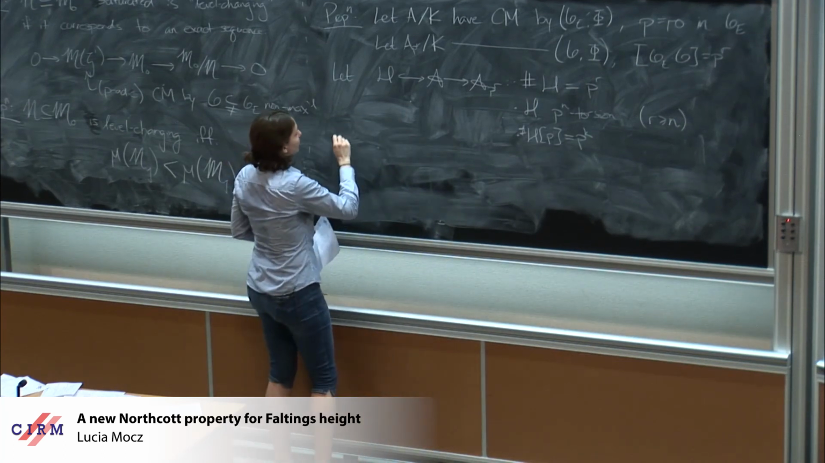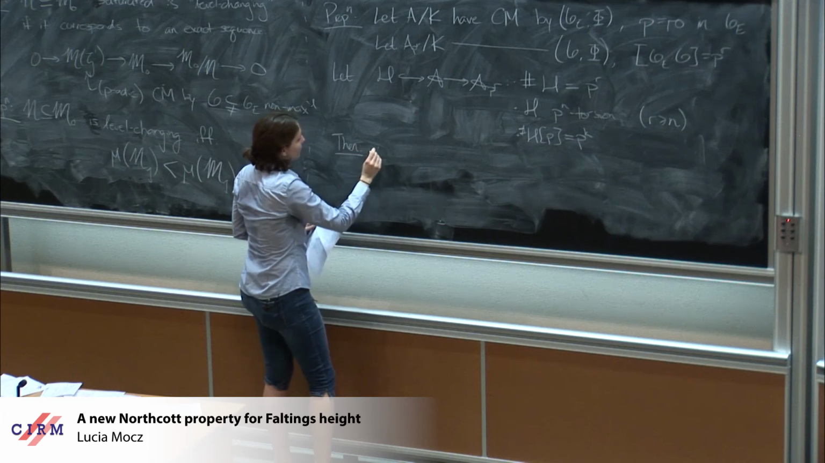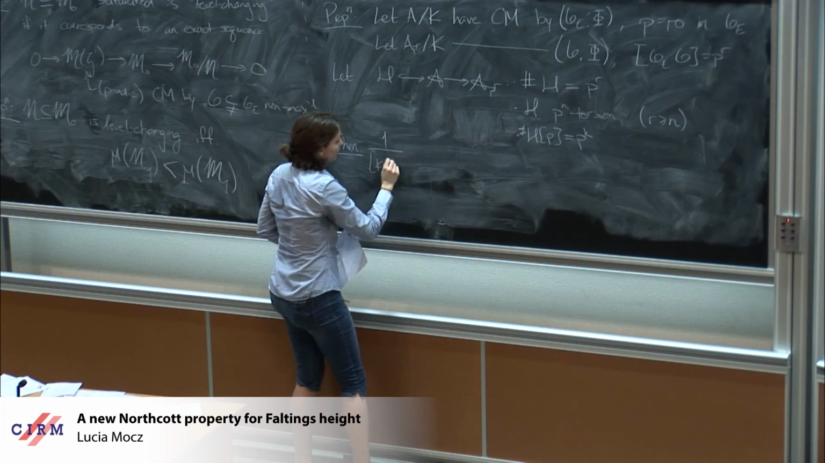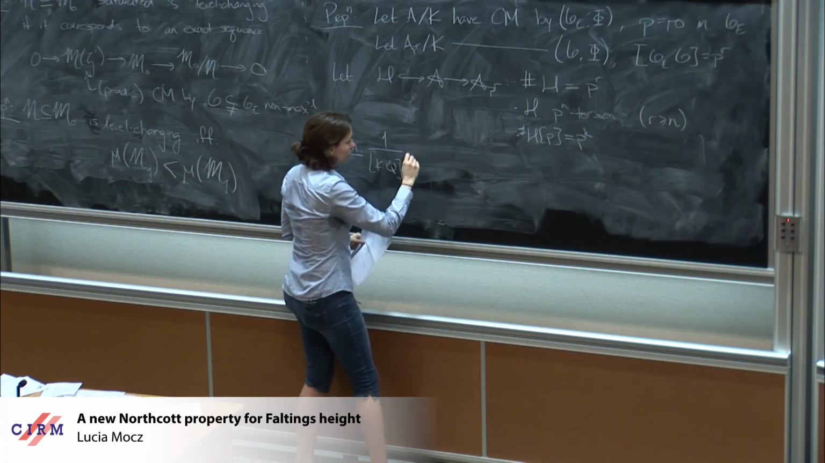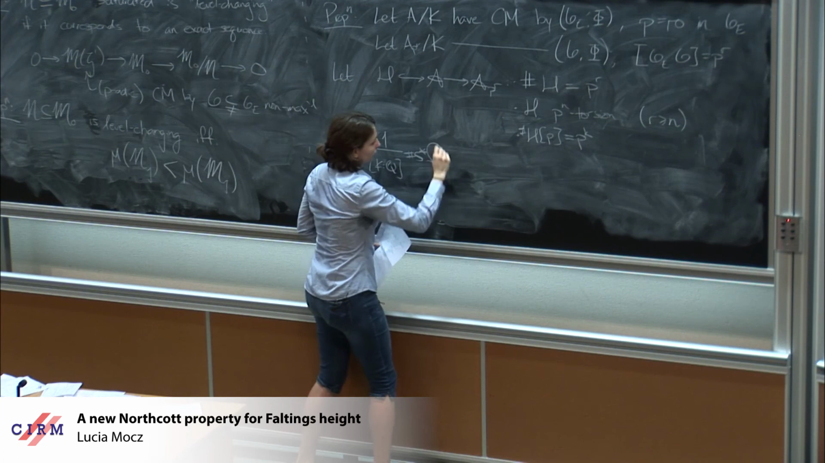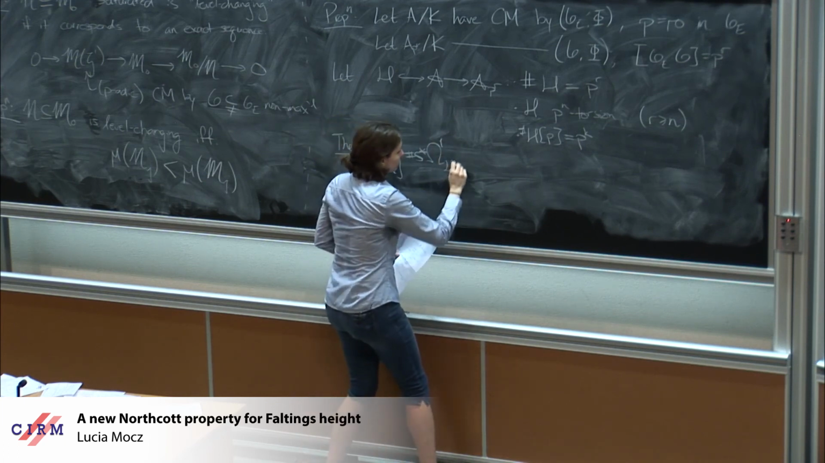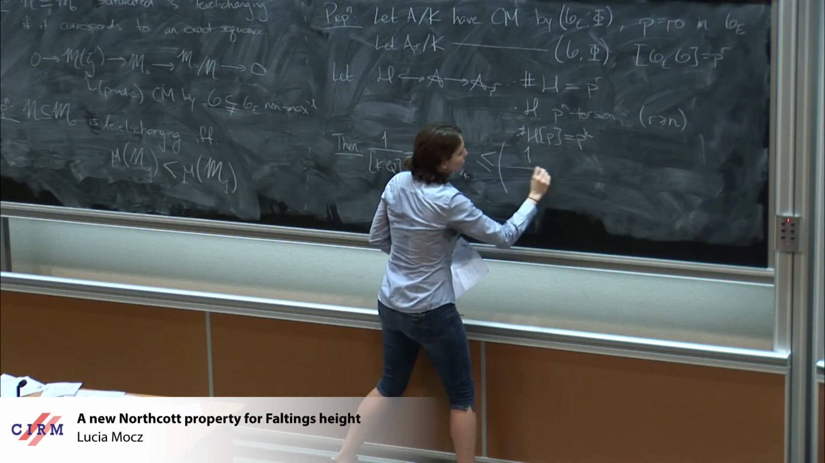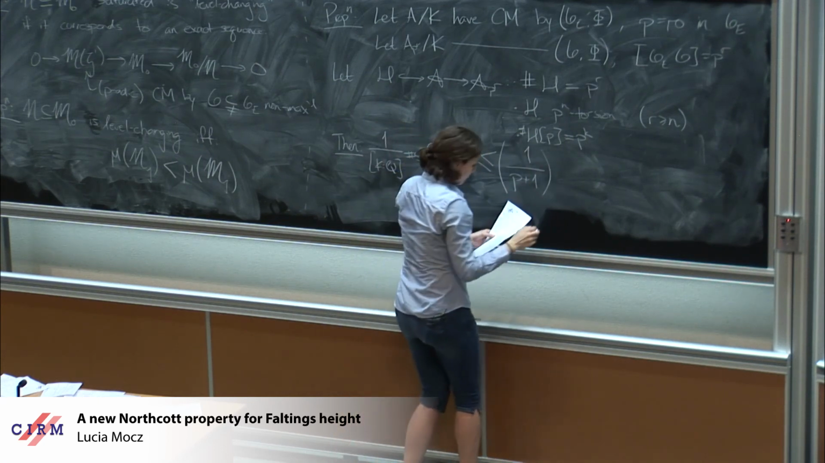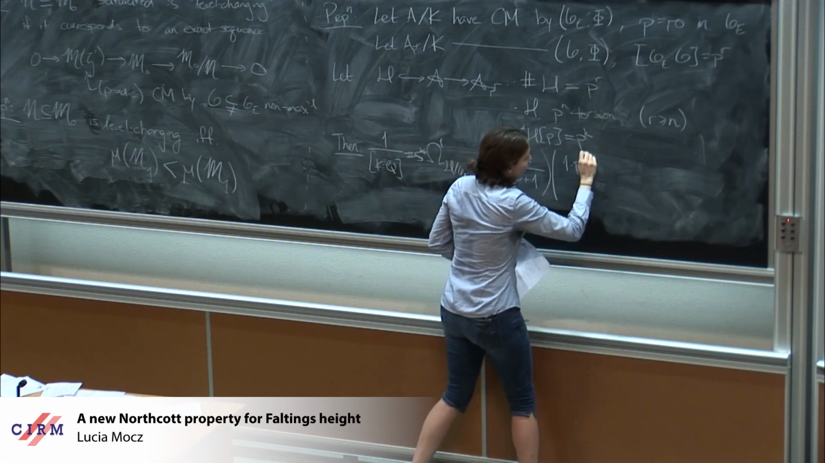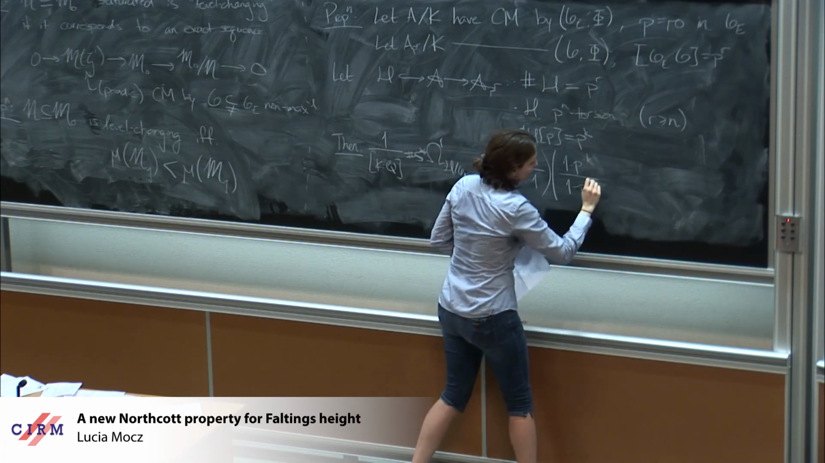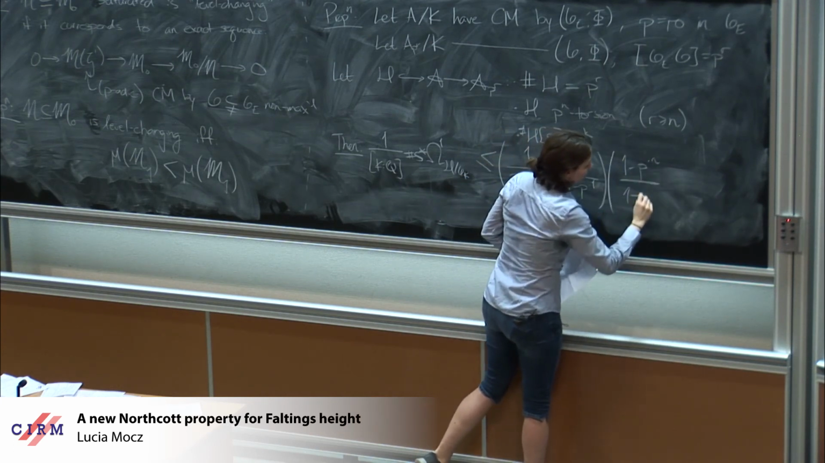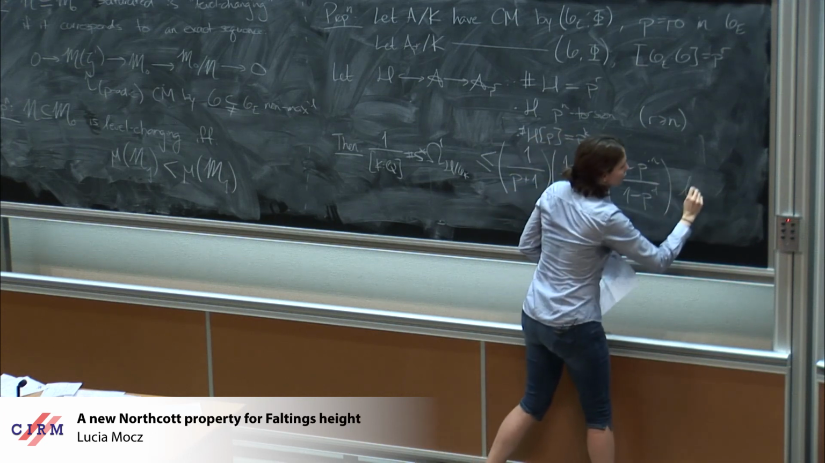Then we can obtain the following type of bound for this quantity. It's going to be less than or equal to 1 over p plus 1, and two other terms we multiply by log p.